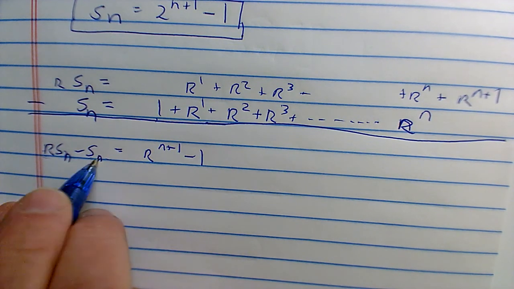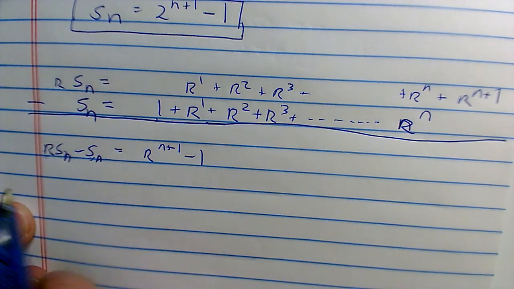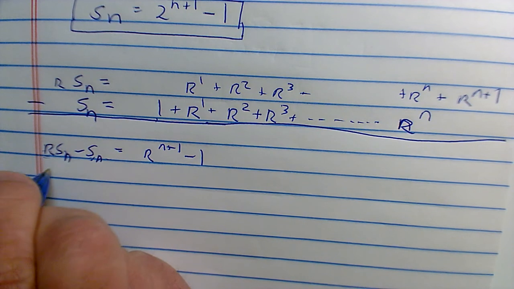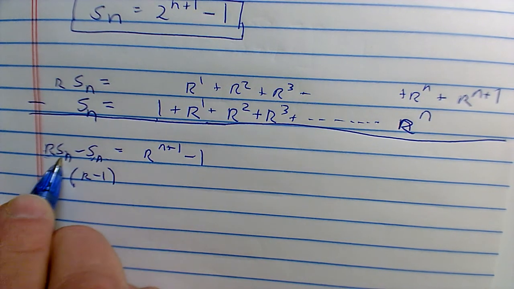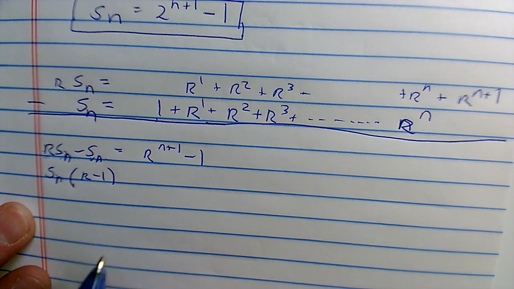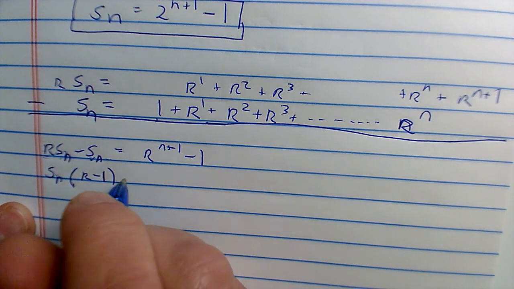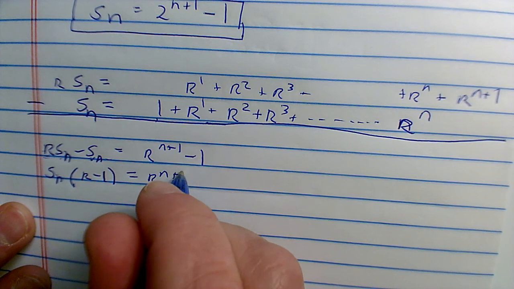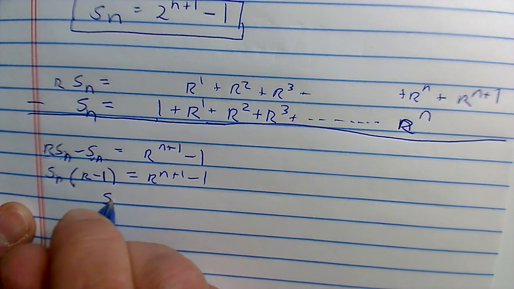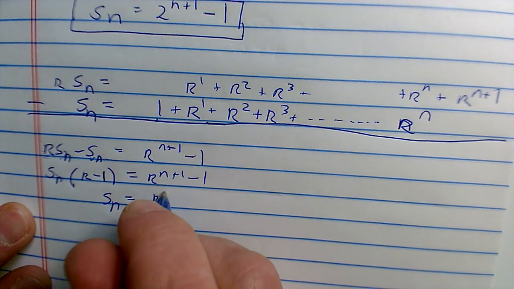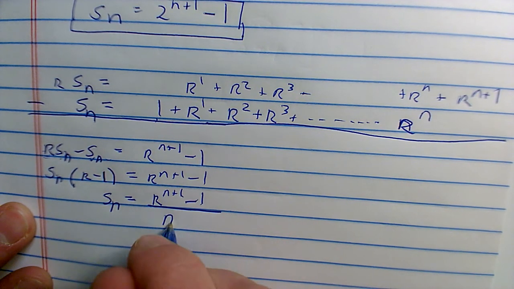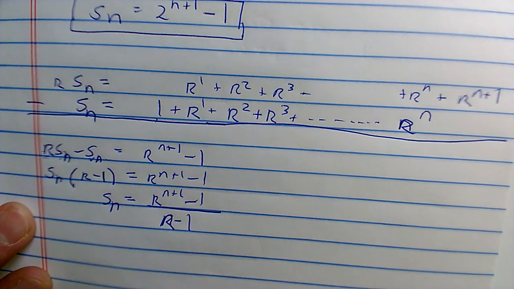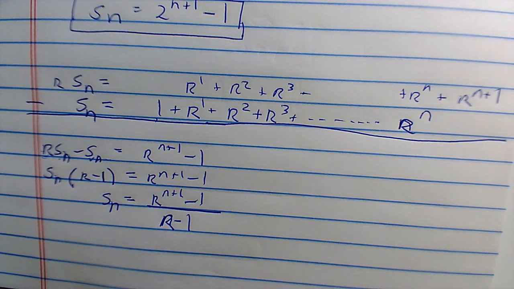Now you notice you have an s sub n in common with both of these two terms here. So if I take out s sub n, I get r minus 1. Here I have r of s sub n's. Here I have one of them, or a negative one of them. So I get this. So s sub n is r to the n plus 1 minus 1 over the denominator of r minus 1. That's our general formula for working with these kinds of problems.